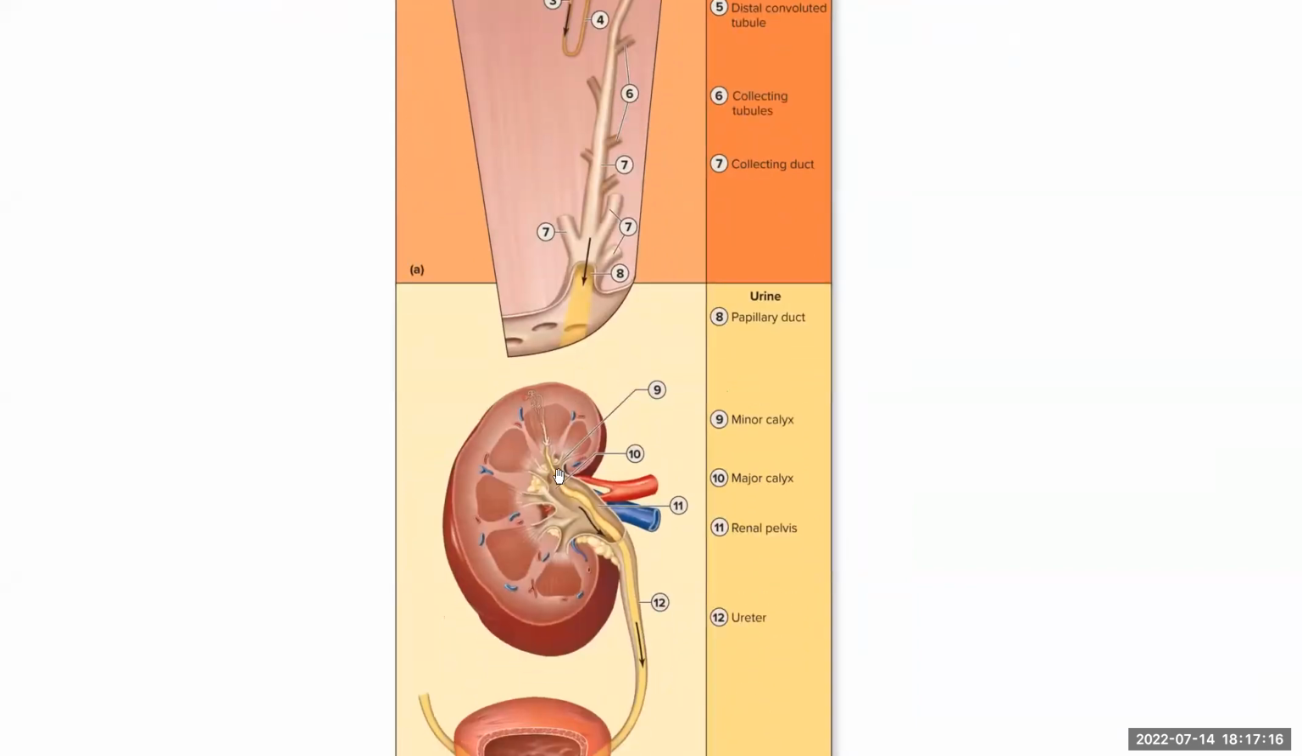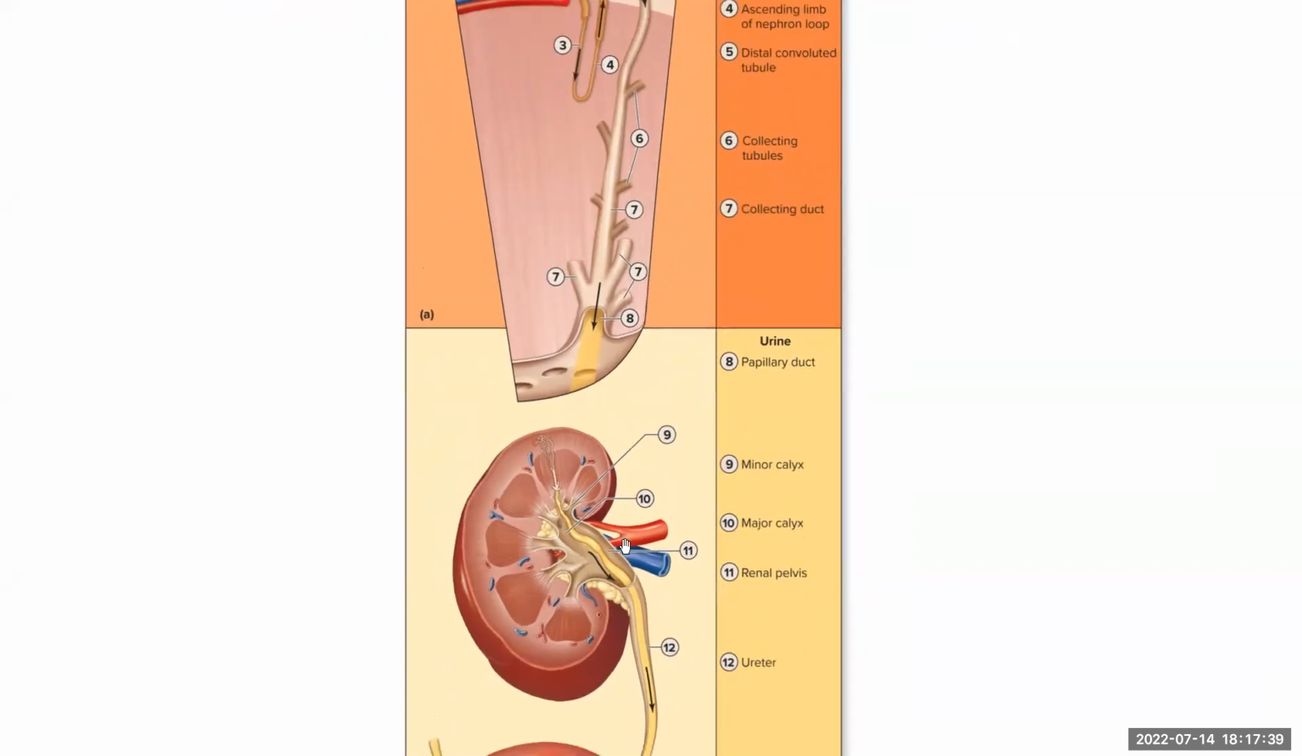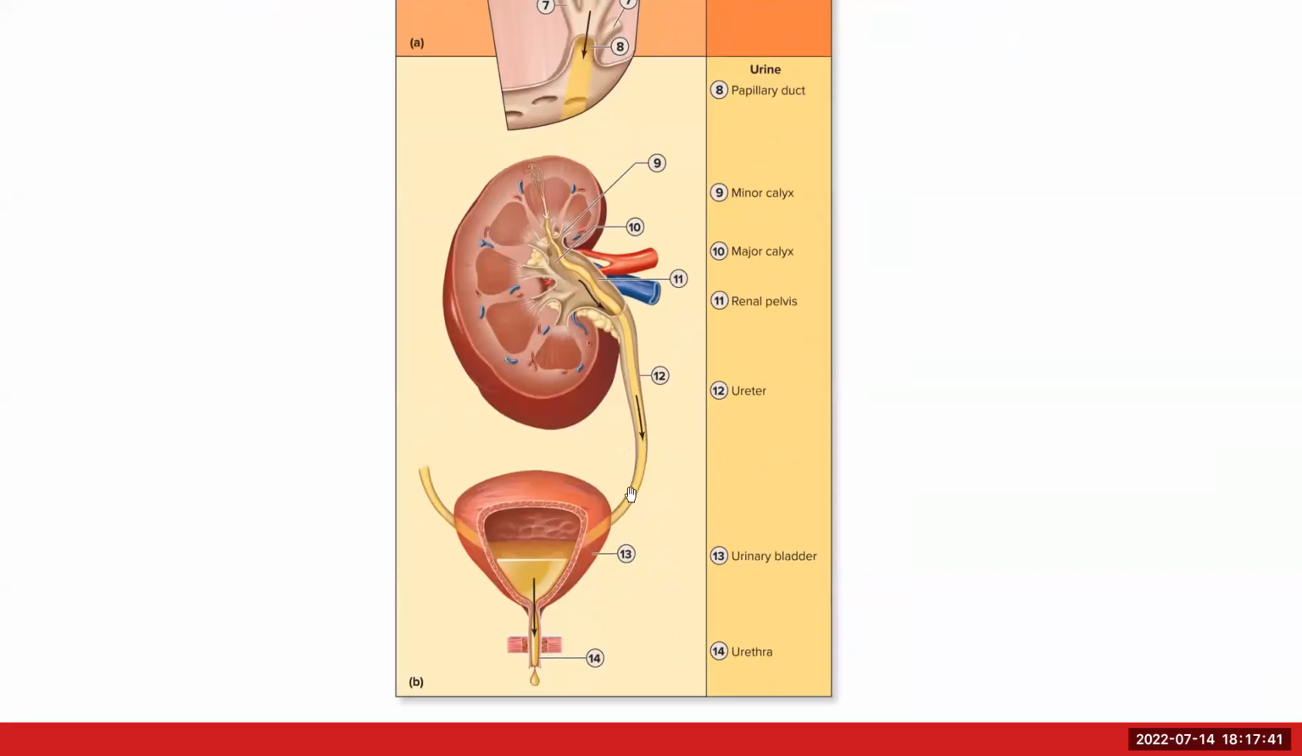And from there, our urine will collect into these smaller tube structures. Those are your minor calyces. And then those minor calyces will empty into our major calyces, these larger structures, right in through here. And then from there, all those major calyces will empty the urine into the renal pelvis. And then from the renal pelvis down into the ureter and into the urinary bladder, and then out through the urethra.